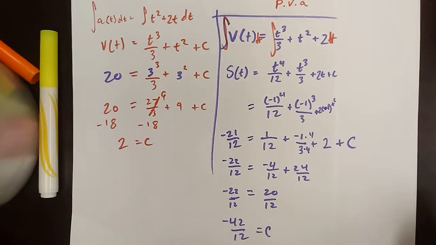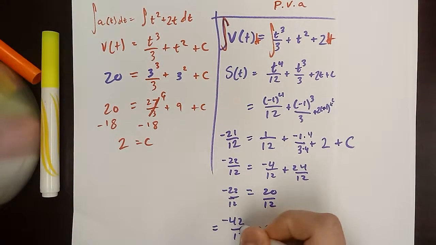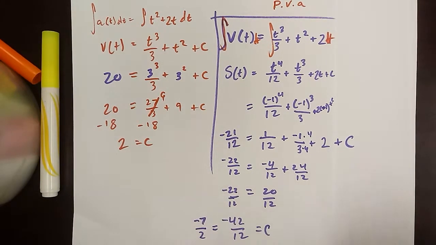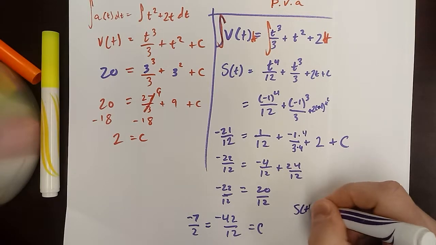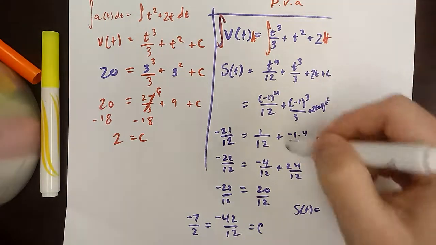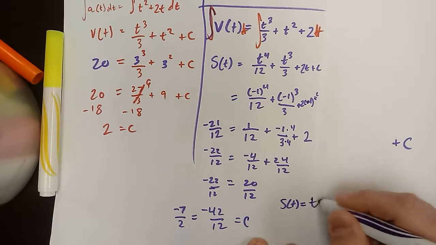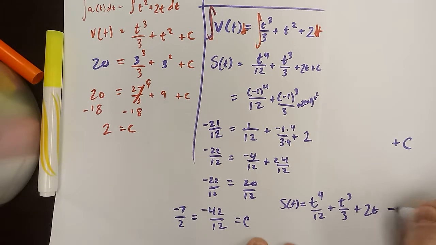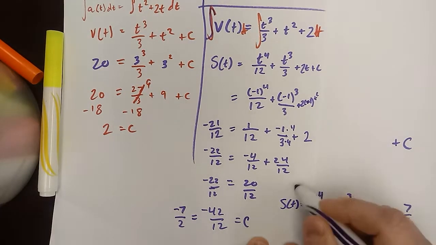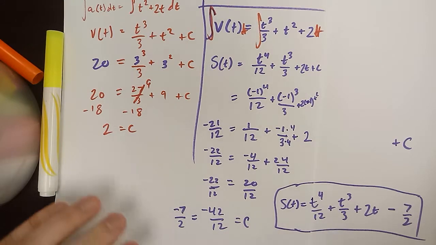Okay. No, I don't know why we started out with that unsimplified fraction. Okay, so if I simplify this, I can divide them both by 6, because 6 times 7 is 42. So I get 2, and I get negative 7. All right, so final answer, I get s of t is equal to t to the 4th over 12 plus t to the 3rd over 3 plus 2t minus 7/2. Cool. Super easy? No, that's ugly. But whatever. That's how we would handle the problem.